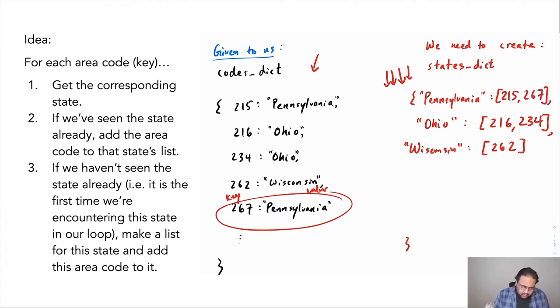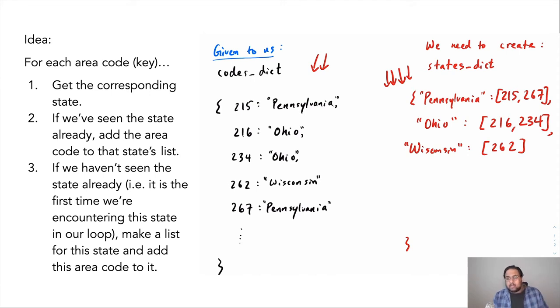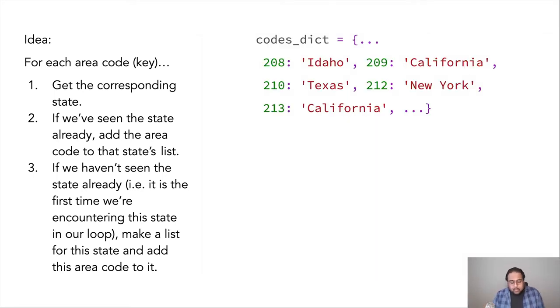And so if we do this for all of the key value pairs in CodesDict, StatesDict will eventually have the result we want it to, which is a list of area codes for each state. And so now the purpose of this was to make sure we understand the three-step idea that you see on the slides. What we're now going to do is translate this into code and make sure the result that we got looks correct. And so let's do that.